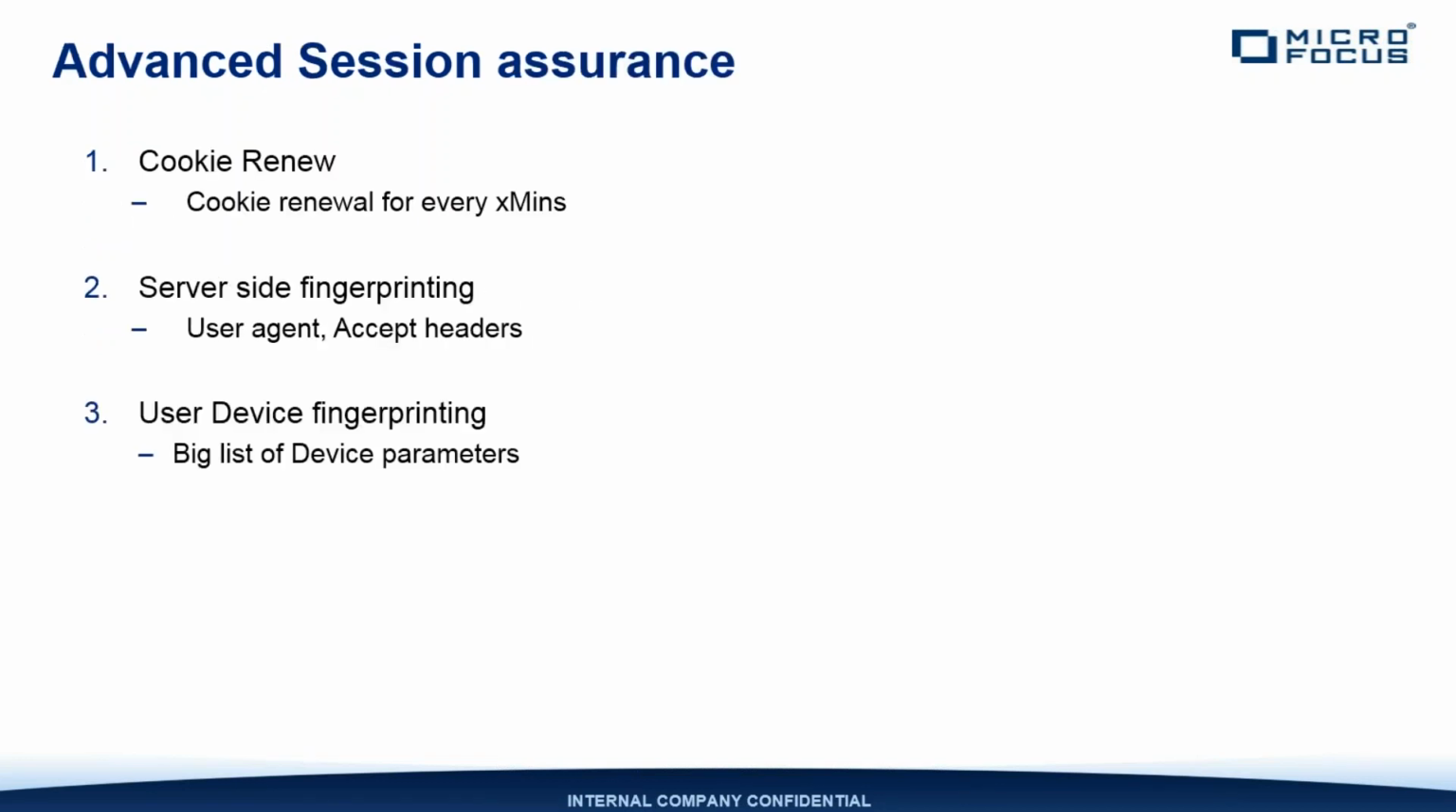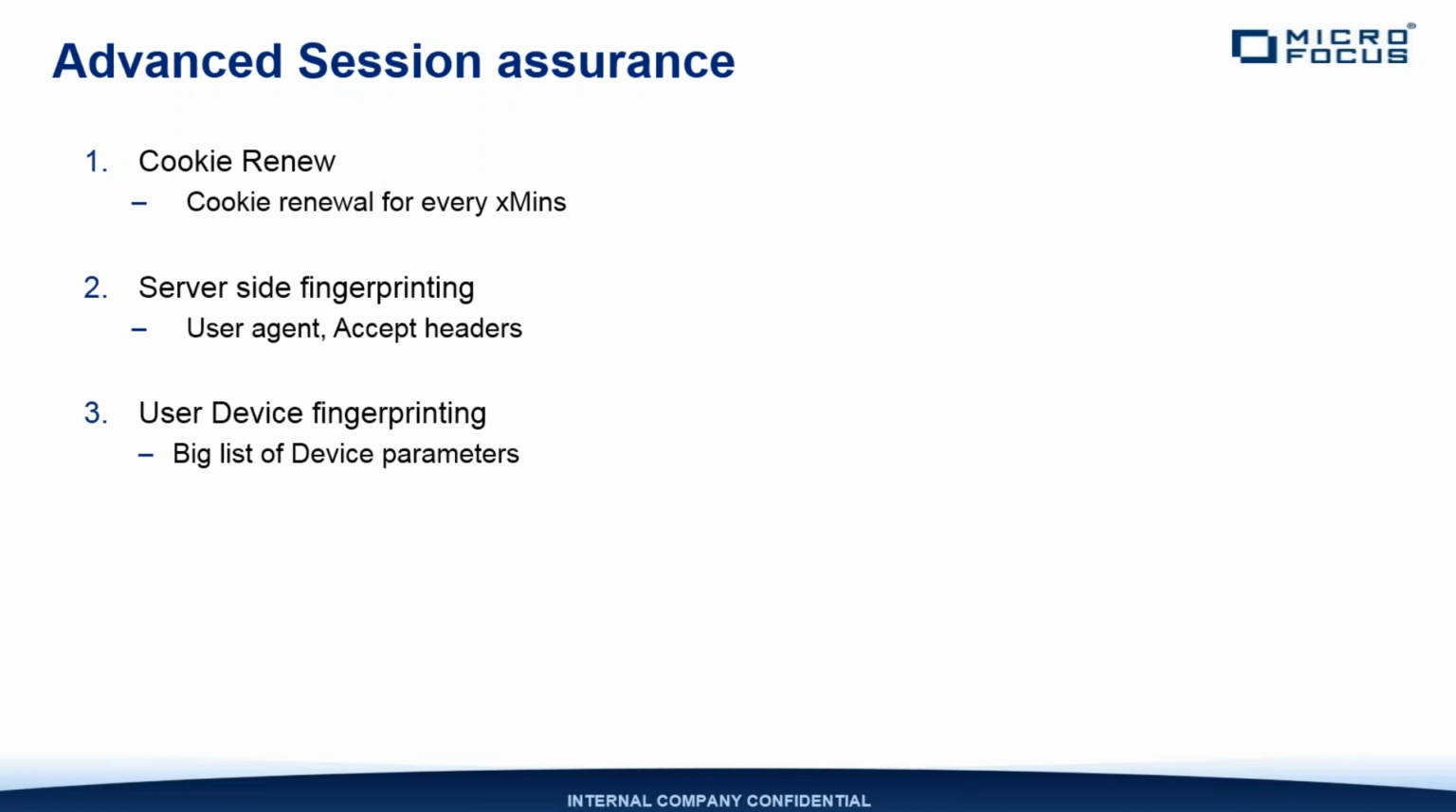In addition to that, in 4.3, we are coming up with the advanced session assurance feature, which includes three levels of protection. The first one is cookie renewal. Even if an attacker gets hold of the cookie with all this protection, he will not be able to use it from another box, because we keep changing the cookie for every interval. The interval could be as small as 1 minute. Cookie renewal is one of the bigger protections.